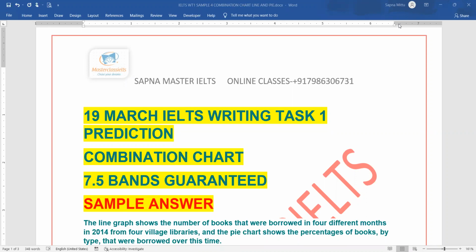This is Sapna and you are watching 19th March IELTS writing task 1 की prediction के लिए एक task है, ये combination chart where I will be telling you how to write down a task 1 like this जिसमें 7.5 bands guaranteed है अगर आप ऐसे ही लिख के आते हैं, so watch till the end of it because this is really going to be helpful and beneficial.